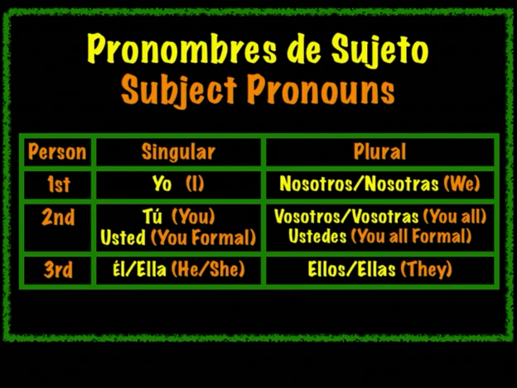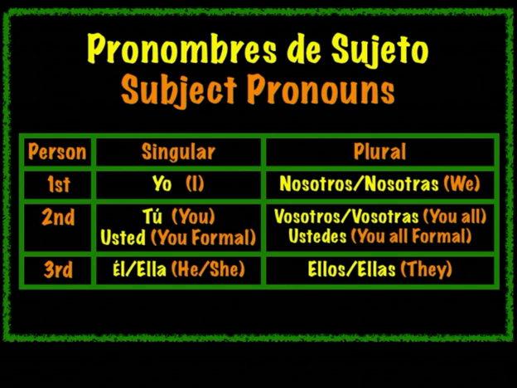Now, let's look at the subject pronouns, los pronombres de sujeto. We will need to know this information before we move on. This chart, which we will see later, is divided into three columns. The first column is for person, first, second, and third. The next two columns are for number, singular and plural. In the chart, in yellow, are the subject pronouns in Spanish, and in orange are the subject pronouns in English.